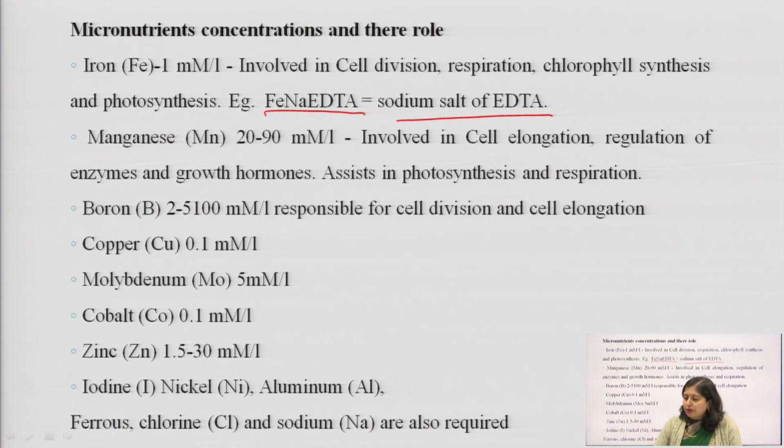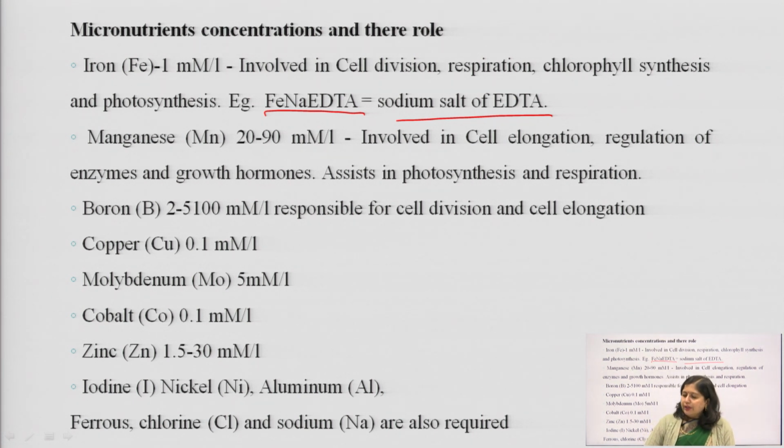Manganese, which is there in the concentration of 20 to 90 millimole per liter, is involved in cell elongation, regulation of enzymes and growth hormones. It also assists in photosynthesis and respiration. Boron is required in a concentration of 2 to 5 millimole per liter. It is responsible for cell division and cell elongation.